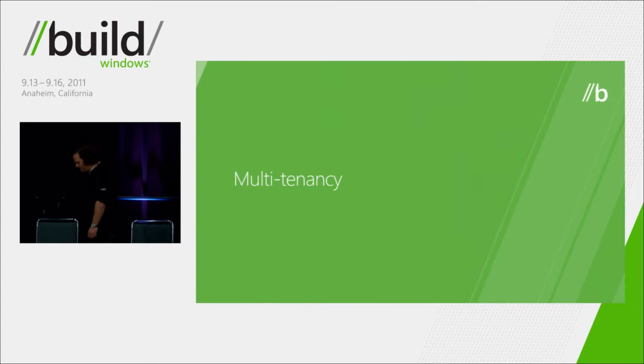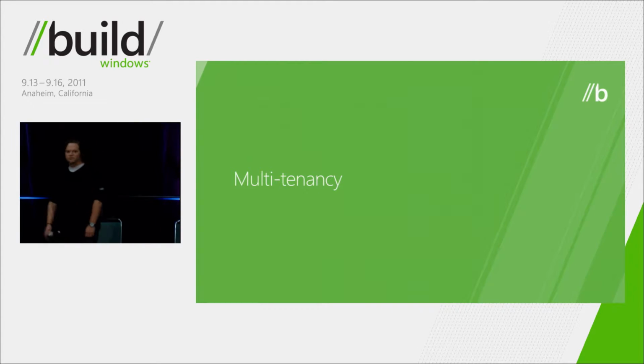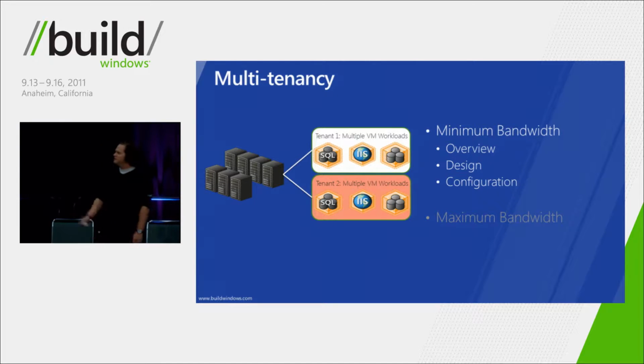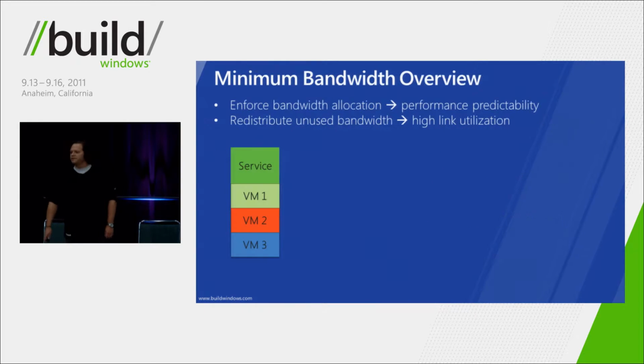So let's talk a little bit about how we're enabling multi-tenancy and performance isolation here. Here's a little cartoon of multi-tenancy. You have multiple workloads for different tenants running on the same servers. And we'll talk a little bit about minimum bandwidth, what it's designed to do, how it's designed, and how you configure it. And we'll also go a little bit over maximum bandwidth as well.